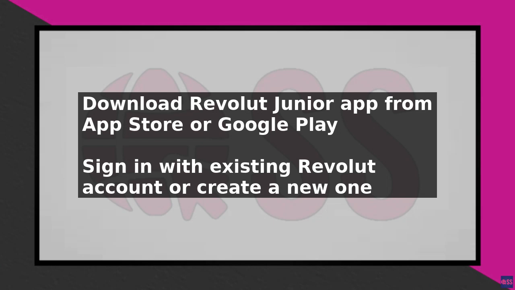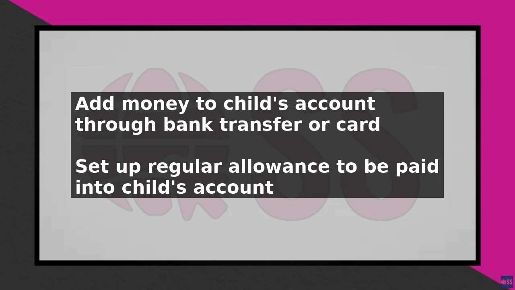Once the account is set up, you can add money to your child's account. This can be done through a bank transfer or by using a debit or credit card. You can also set up a regular allowance to be paid into your child's account.